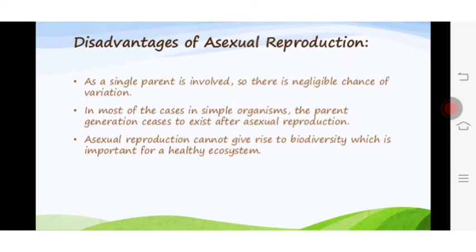Let us see the disadvantages of asexual reproduction. In asexual reproduction, a single parent is involved, so there is a negligible chance of variation. In most cases, in simple organisms, the parent generation ceases to exist after asexual reproduction. Asexual reproduction cannot give rise to biodiversity, which is important for a healthy ecosystem.